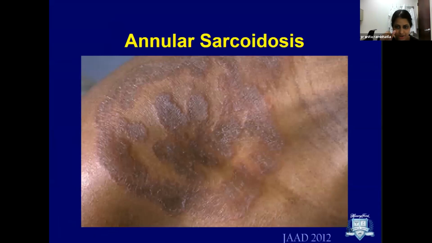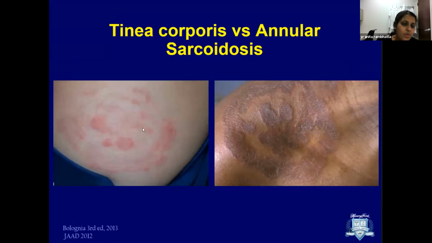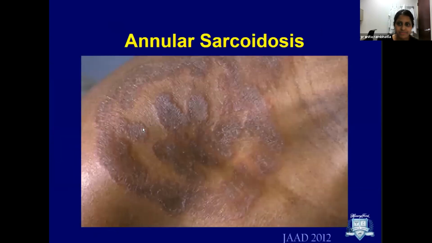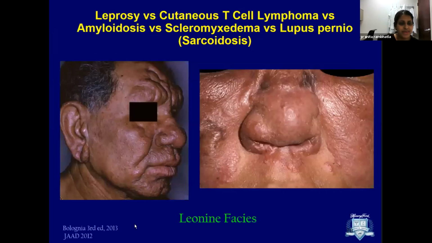So if you picked this one, you were correct. This is Annular Sarcoidosis, and the other one was Tinea corporis, which we would have treated with a topical or systemic antifungal if it was involving hair follicles. Let's move on to the next one.